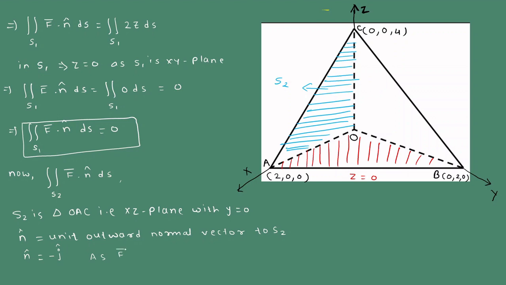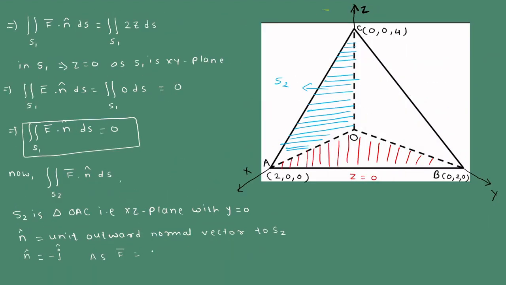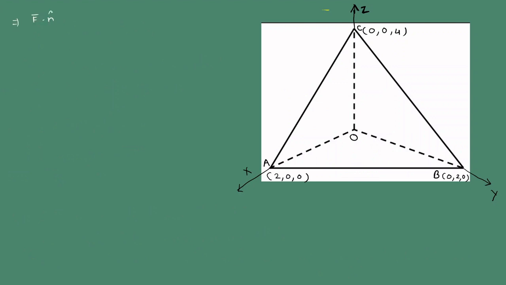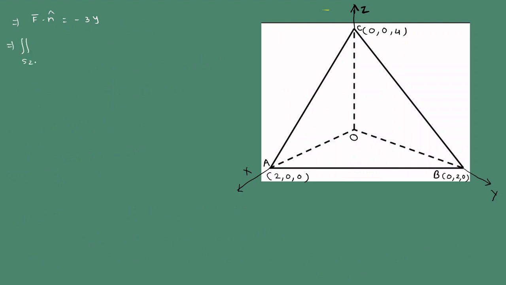So as f bar is equal to 4xi plus 3yj minus 2zk, f bar dot n cap is 4xi plus 3yj minus 2zk dot product with minus j cap. So it is minus 3y only. So f bar dot n cap is minus 3y. This implies double integration over S2 of f bar dot n cap is equal to double integration over S2 of minus 3y ds, right?